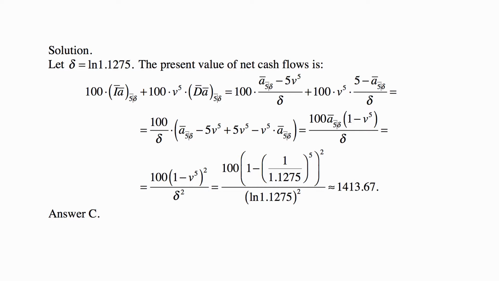Okay, then we plug in the formulas for the increasing and decreasing annuity, which you need to memorize for the test. It's very important. And then we combine the like terms and do the calculations, and after rearrangement of terms, this ends up being 100 times ā_5 at delta times (1 minus v to the 5th) over delta. But ā_5 at delta is (1 minus v to the 5th) over delta. So this just ends up being 100 times (1 minus v to the 5th) squared over delta squared.